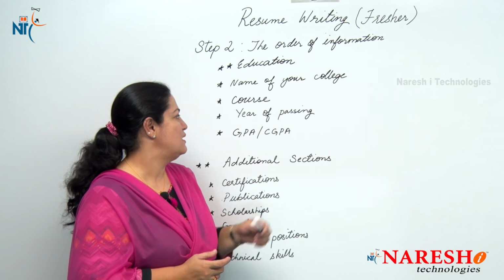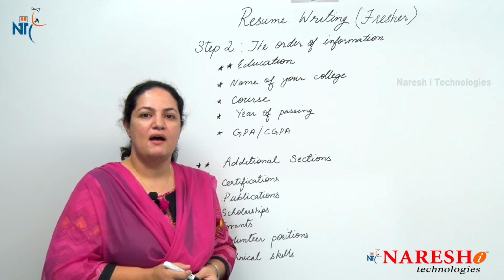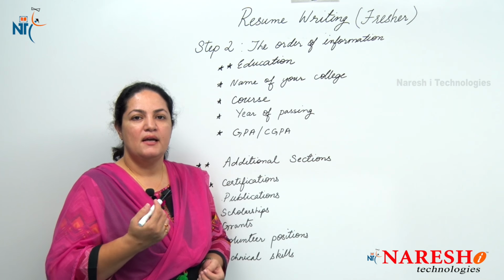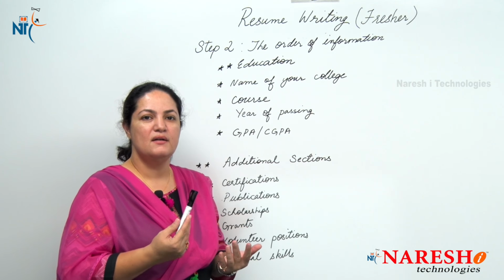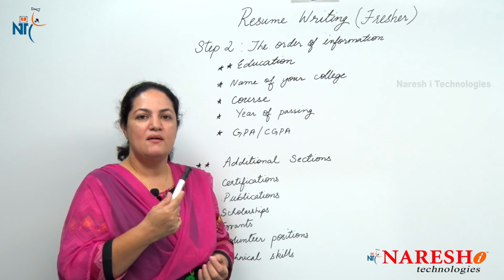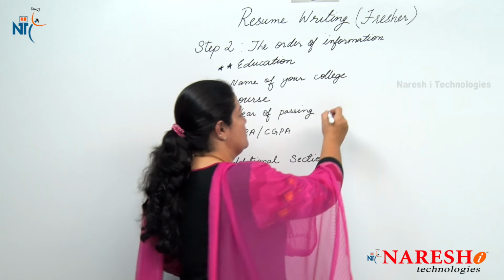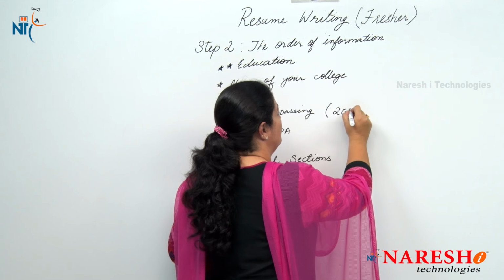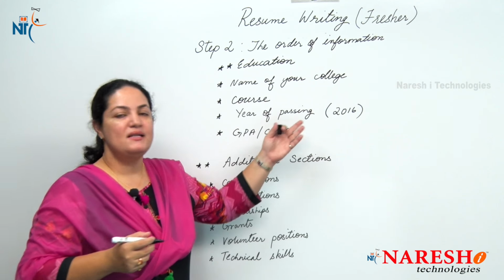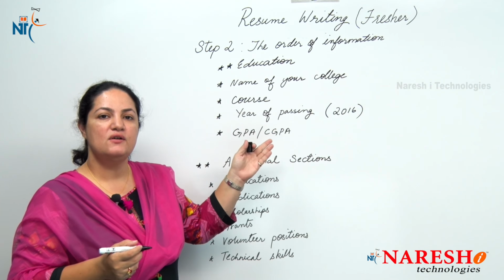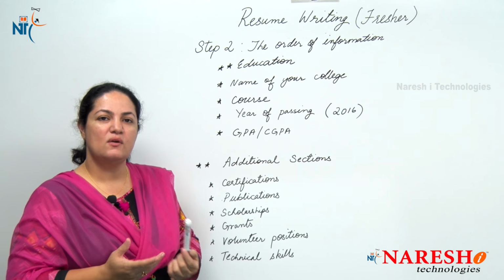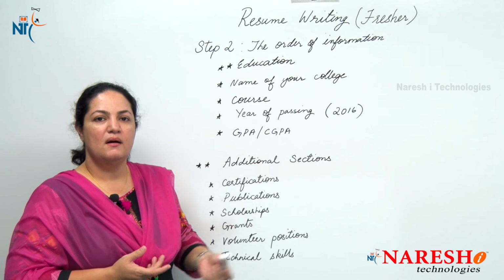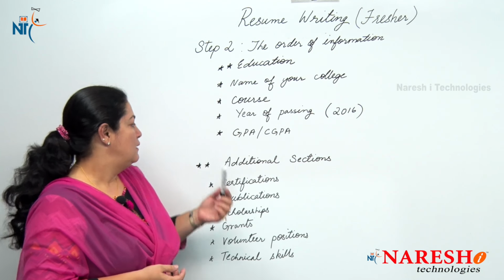Now sometimes if you are still pursuing, you have not completed your education, then you usually write pursuing beside it, or the usual format that we use is we write the year in brackets. So when we write something like this, that means you have not completed your education, you are still pursuing it. But many people do not understand that. So it is always better to write pursuing beside your year of passing.